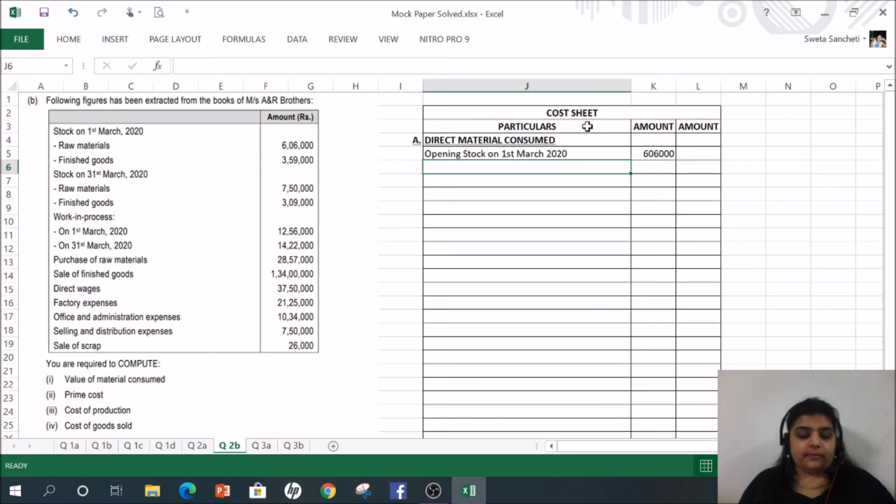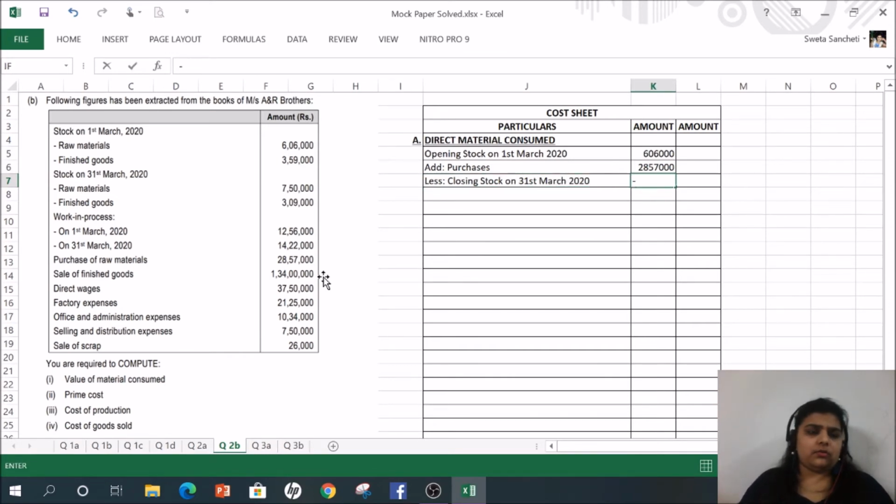Yes, add purchases. Purchases given to us as 28,57,000. Is there any expenses on the purchases given? No, there are no expenses. So less closing stock on 31st March 2020, that would be 7,50,000.